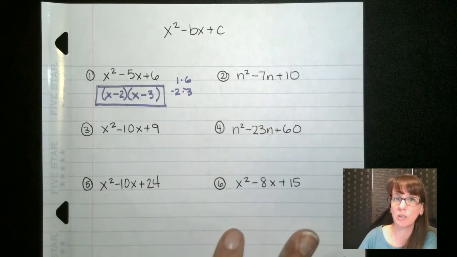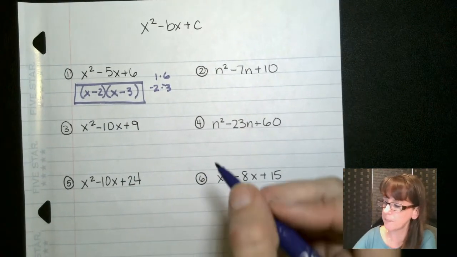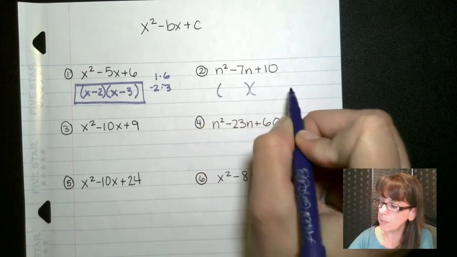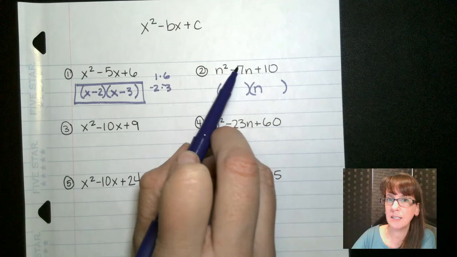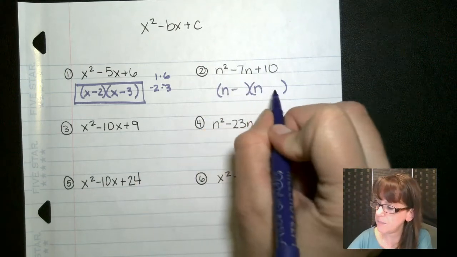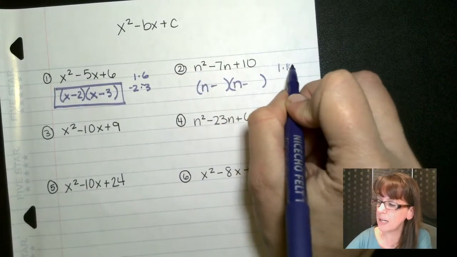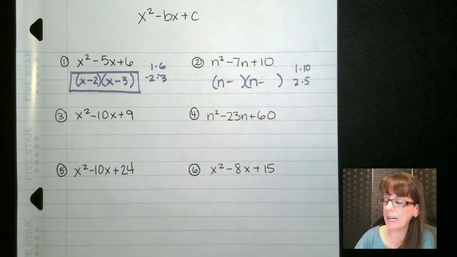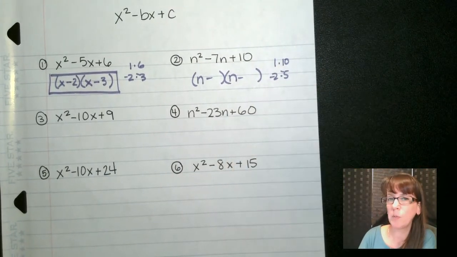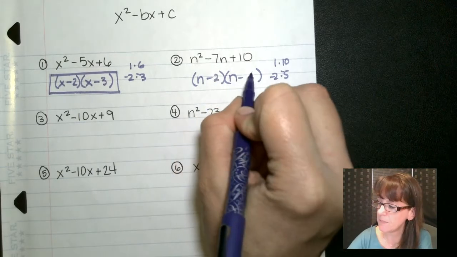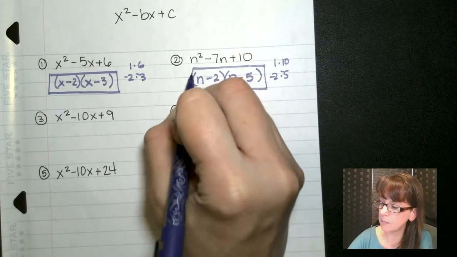Let's practice some more, especially when we get down to some of these that can be a little tricky. Okay, so do our bubbles, throw in our x's. Look at our last sign. That tells me same signs. This tells me negative, negative. Factors of 10: 1 times 10, 2 times 5. I need a negative, negative that adds up to negative 7. Negative 2 plus negative 5 will give me negative 7. All right, there we go. Let's try this next one.